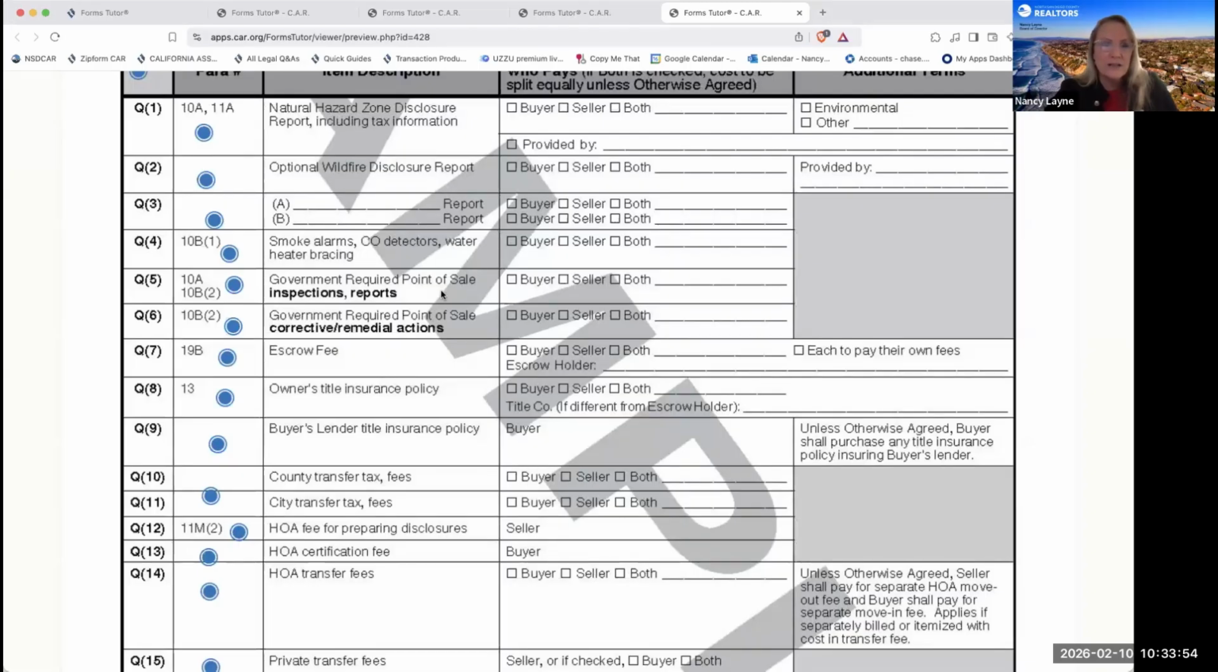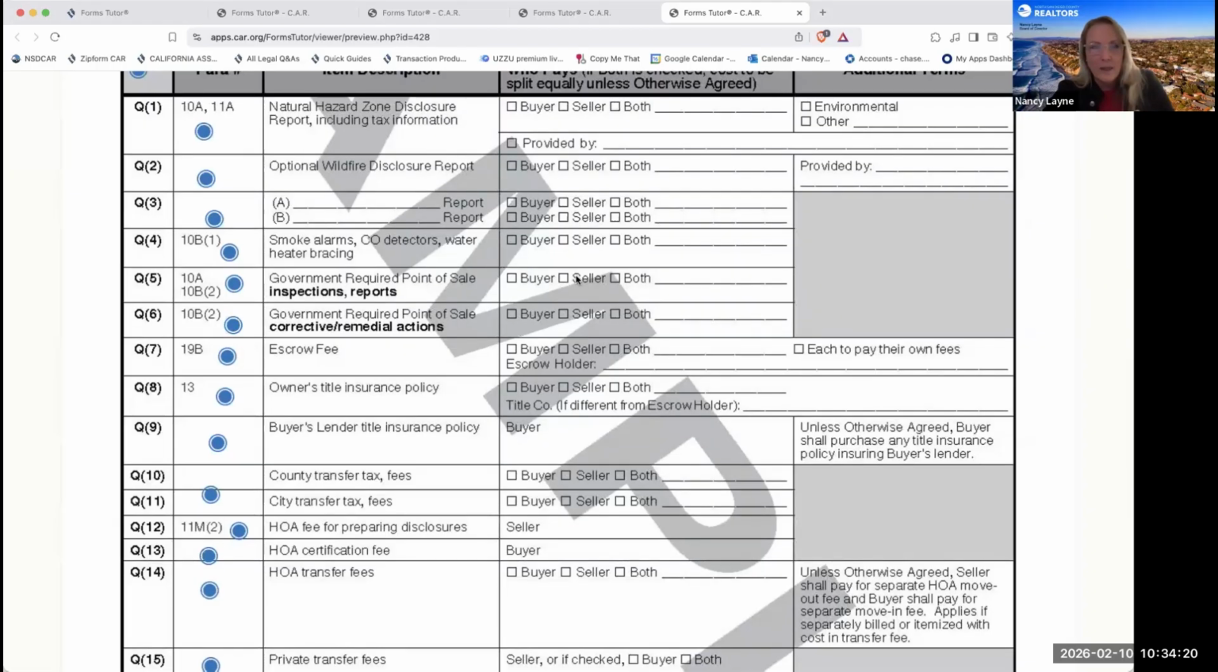Government required point of sale inspections and reports. Again, you need to know your areas. The only areas that require the fire disclosure report require it as point of sale. There's, I believe, three entities in the state of California. Most of them are in Northern California. I'm going to guess there's probably going to be some more in LA, but at the moment, there's only three, and they're not in San Diego.